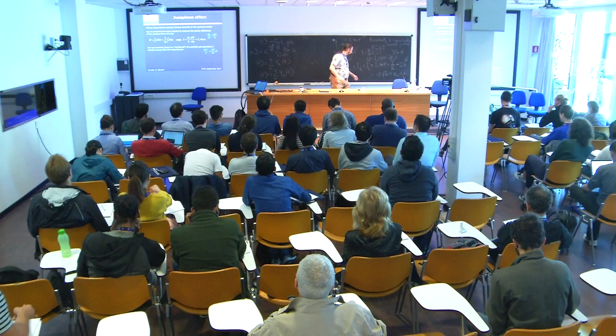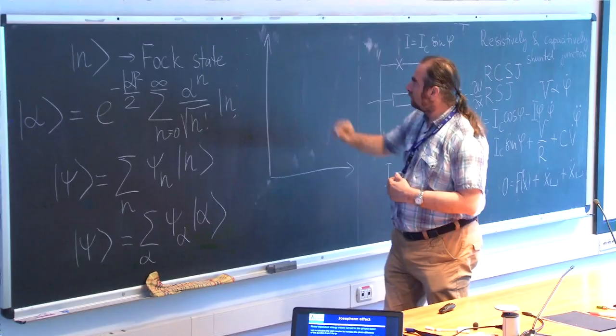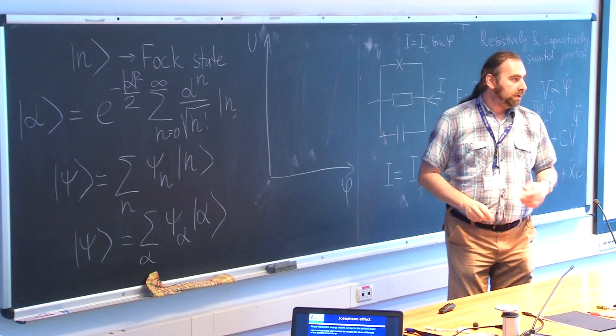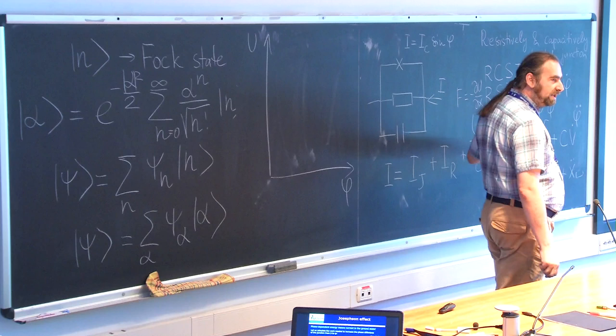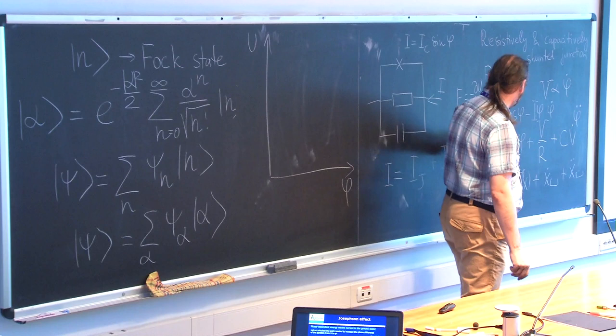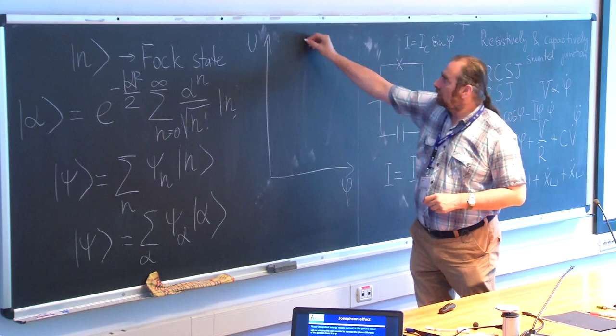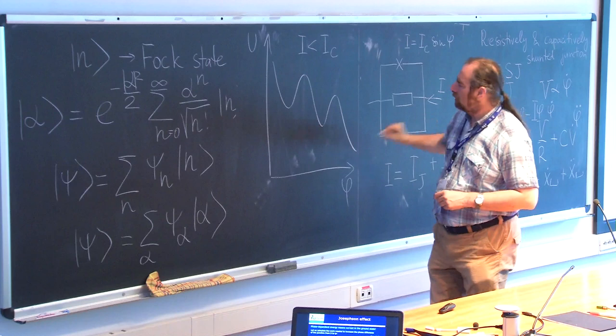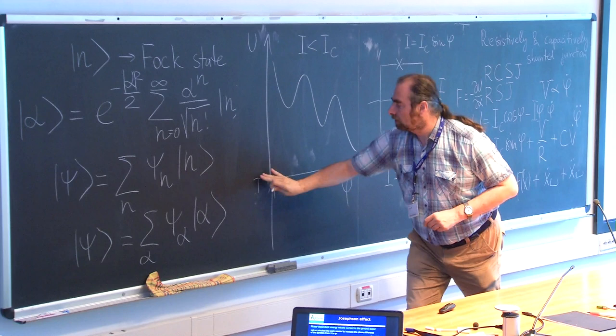And now if I plot it, how it looks depends on the relation between I and I_C. Because I have in the energy I_C and I, the external current and the Josephson current. If I is less than I_C, I have that. And if I is bigger than I_C, I have something like that.